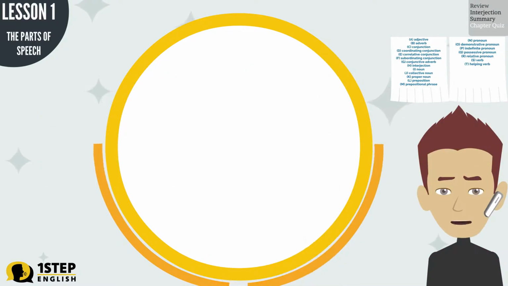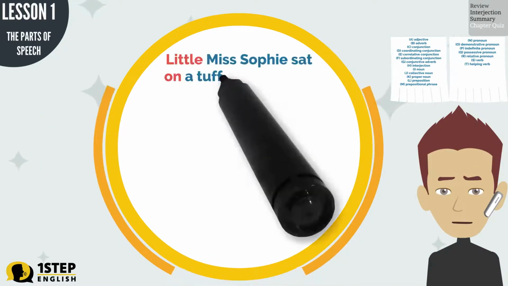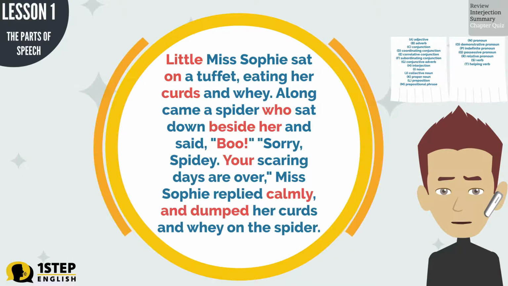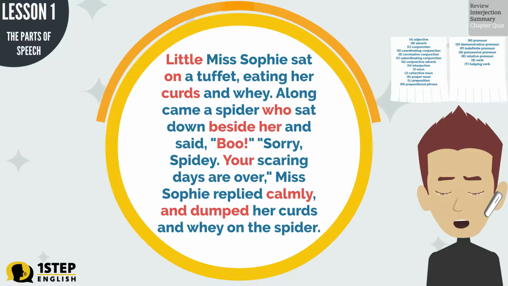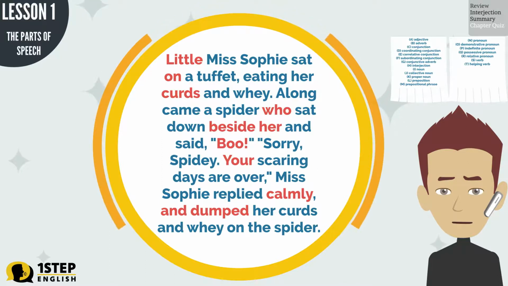Ten numbers for the second paragraph. Good luck! Little Miss Sophie sat on a tuffet, eating her curds and whey. Along came a spider who sat down beside her and said, "Boo!" "Sorry, Spidey. Your scaring days are over," Miss Sophie replied calmly, and dumped her curds and whey on the spider.